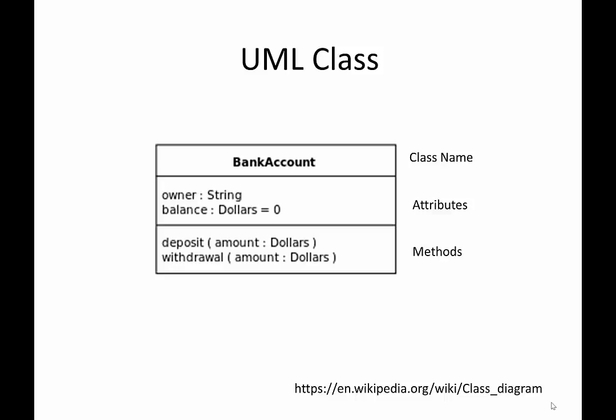And underneath that, we have two methods defined. We've got one called deposit, which takes an amount in dollars, and one called withdrawal, also with an amount in dollars. So that's how to draw a class in a UML class diagram.